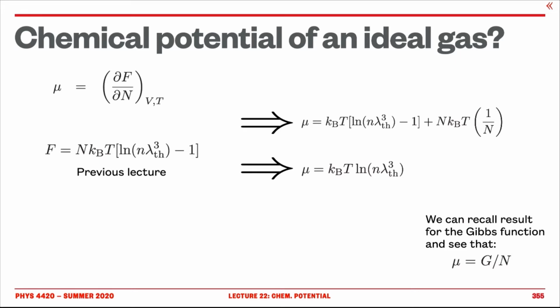If we remember the result that we found for the Gibbs function, the Gibbs function was actually this times n. And what it shows here is that the chemical potential, at least for an ideal gas, is equal to the Gibbs function divided by n. So basically, the chemical potential seems to be the Gibbs function per particle. You may wonder, well, maybe it's because the ideal gas is so simple. Well, what we are going to see in a few minutes is that this result, that the chemical potential is actually the Gibbs function per particle, is a universal result. So that's going to help us a great deal connecting everything together.